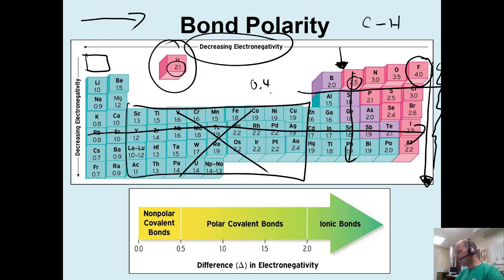0.4. So that's essentially a nonpolar bond. Carbon-carbon bonds have a difference of 0, and carbon-hydrogen bonds 0.4. The difference isn't strong enough to create a pull of electron density towards one atom. Because what will happen is, let's say you have oxygen and carbon. Now the difference is larger than 0, but smaller than 2.